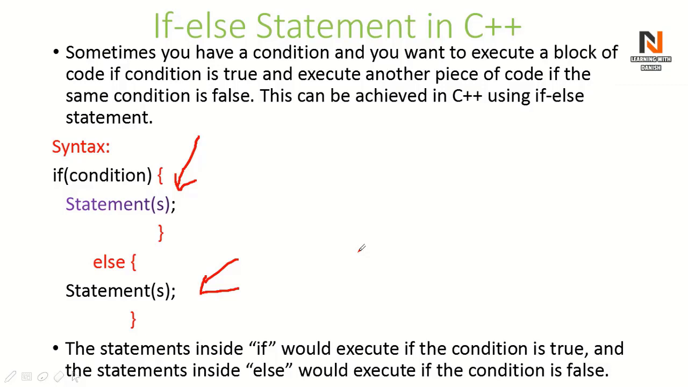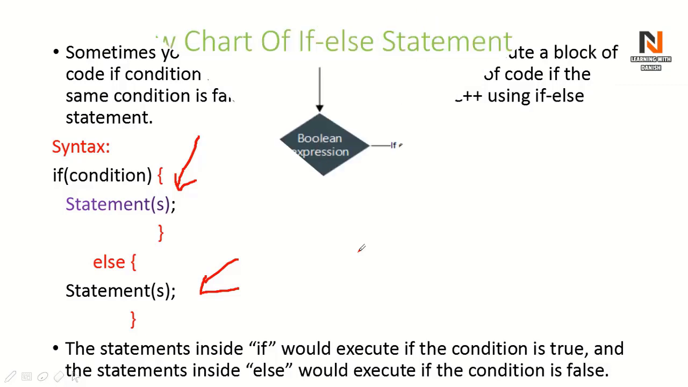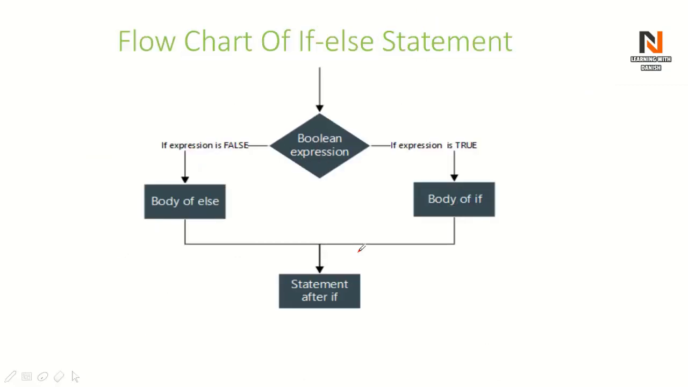If the upper condition becomes true, then the upper if statement will execute. But if it becomes false, then the inner else statement will execute. So here is the flowchart. Boolean expression, if the expression is true, then the body of if will execute. But if the expression becomes false, then this part will execute.